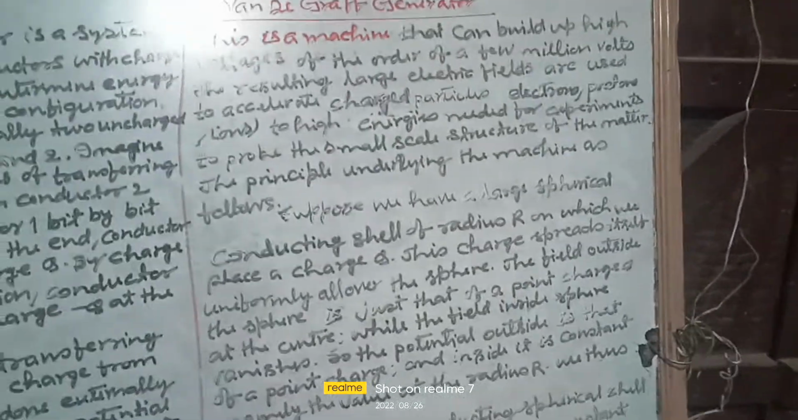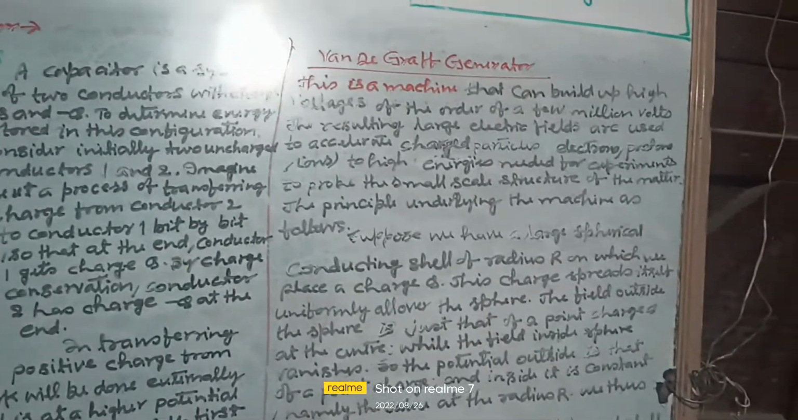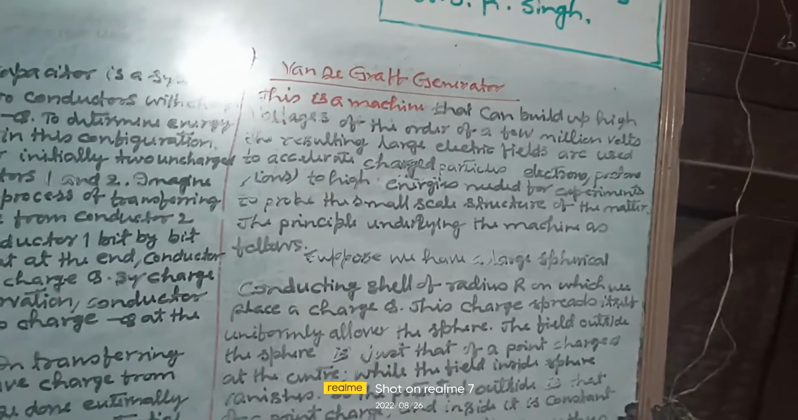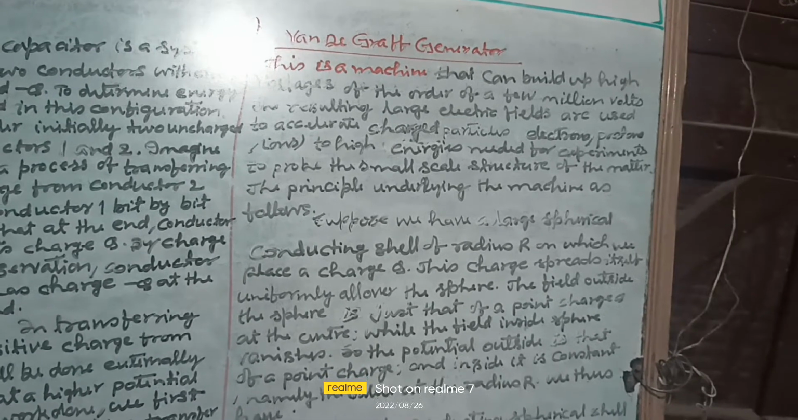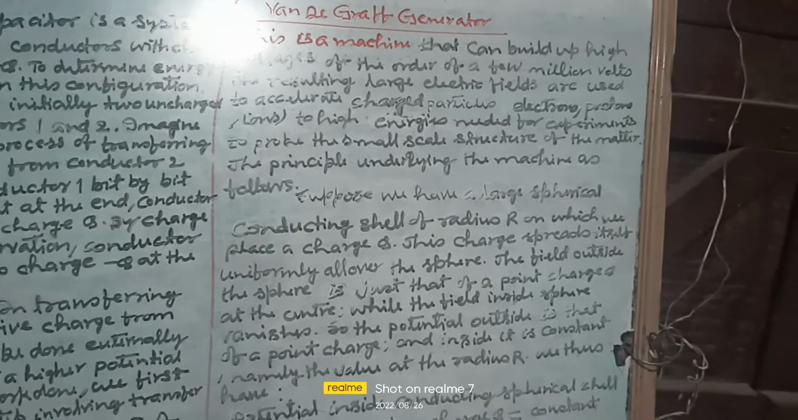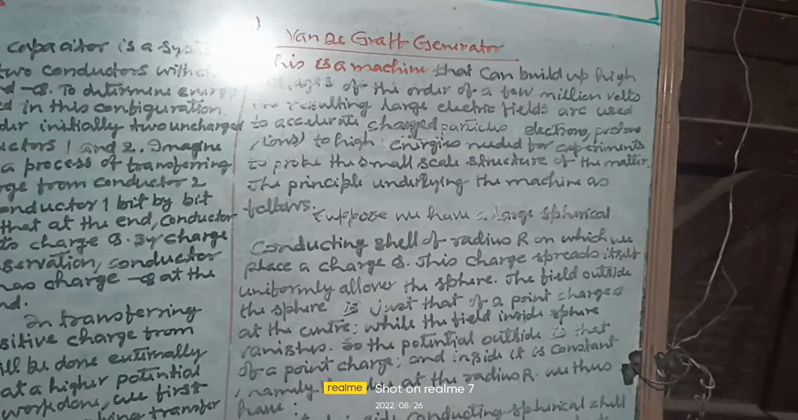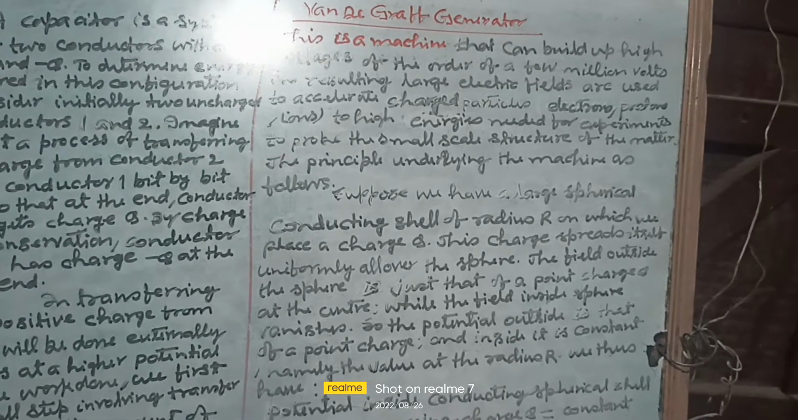Now, the Van de Graaff generator. This is a machine that can build up high voltage of the order of a few million volts. The resulting large electric fields are used to accelerate charged particles, electrons, protons, ions, to the high energy needed for experiments to probe the small scale structure of matter. The principle underlying the machine is as follows.